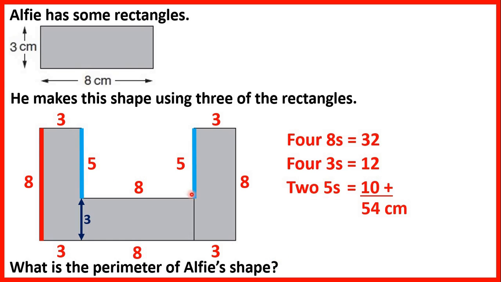Notice when we're finding the perimeter, we don't add these lengths here, because this length here is not on the outside of the shape, and the perimeter is the distance around the outside.